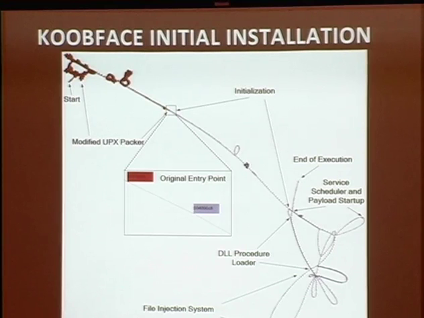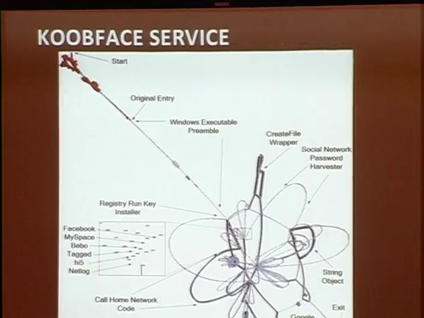Okay, so we've got the DLL procedure loader for handling the imports again for the secondary method of obfuscating imports. And then we've got the service installer and then the payload startup. And of course the file injection. But KubeFace behaves a lot differently when you actually get it installed. So when it's started as a service, it has a completely different execution and behavior.